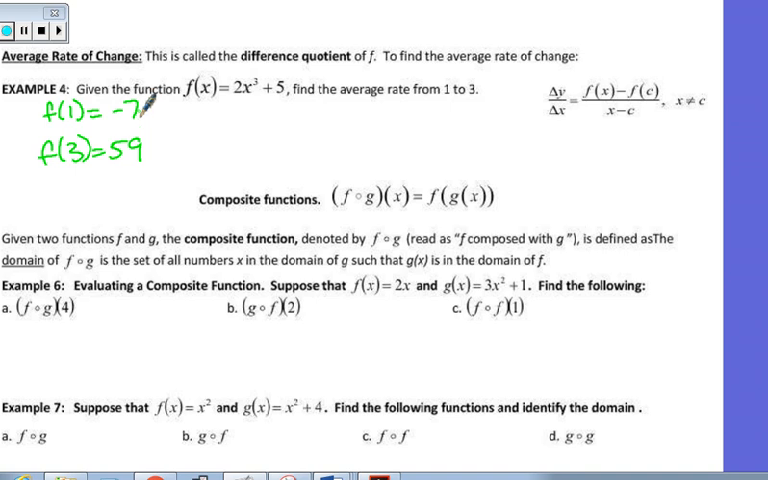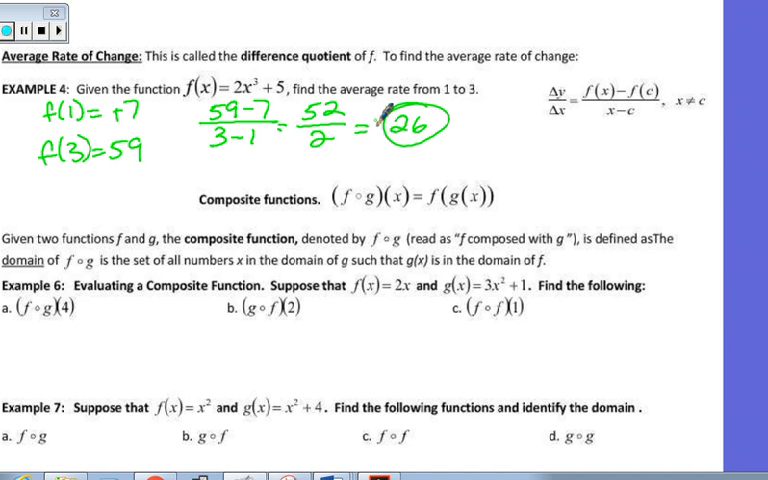So our two y values, our two output values here are 59 and negative, is it -7? No, this is a +7, excuse me there. So I'm going to say 59 minus 7. So I started with the 59. The x value coordinating with that is 3 minus 1. That's going to get us 52 over 2. So our average rate of change here winds up being 26.